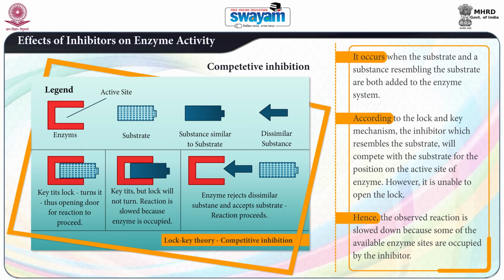But this type of inhibition is gradually reversed if the substrate concentration is increased to such a level that the proportion of inhibitor molecules is reduced and the chances of inhibitor molecule combining with the active site are consequently reduced, and therefore, the increase in substrate concentration is able to overcome the inhibition by this type of inhibitors.